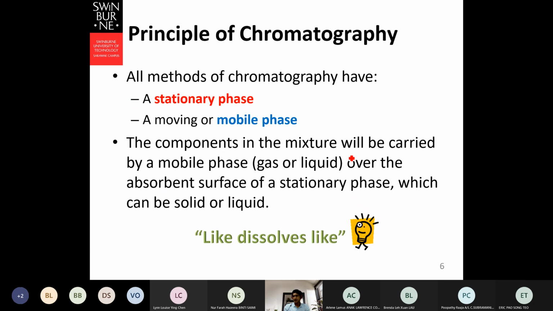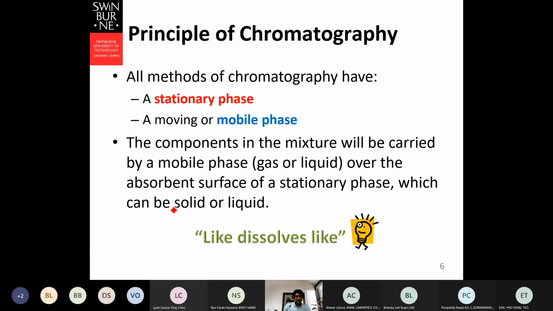What do we mean by depends? It depends on the type of chemicals or materials that we intend to analyze. There are different types of materials that we can analyze, and according to that, the mobile phase and stationary phase both will depend. So the stationary phase is the solid phase that will stay there, and the mobile phase will move actually.